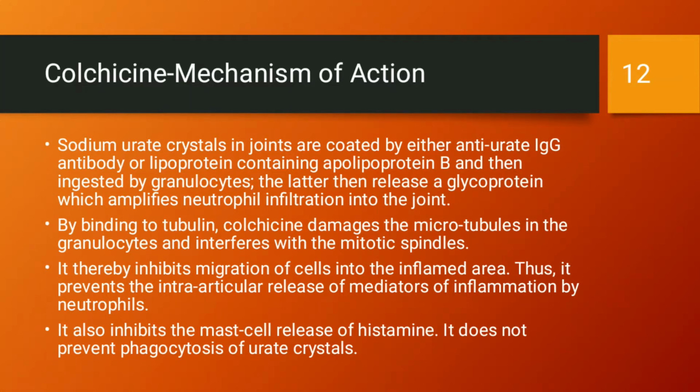This damage is actually caused by the various mediators of inflammation released by the incoming neutrophils, and as neutrophils do not invade the joints, they do not release the mediators of inflammation and there is no further damage to the surrounding tissue. It also inhibits mast cell release of histamine. It does not prevent phagocytosis of the urate crystal. So understand what it does and what it does not. It won't prevent the phagocytosis of these coated urate crystals, but it will prevent release of the mediators of inflammation by the neutrophils, and also the release of histamine by the mast cells.